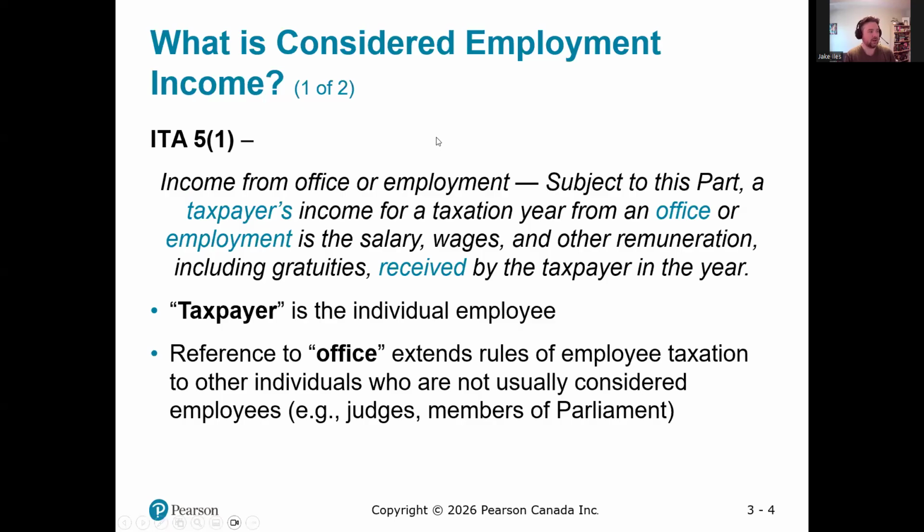So, what is considered employment income? Income comes from an office or employment. Subject to this part, a taxpayer's income for a tax year from an office or employment is salary, wages, and other remuneration, including gratuities received by the taxpayer. Anything that I receive by virtue of my job.